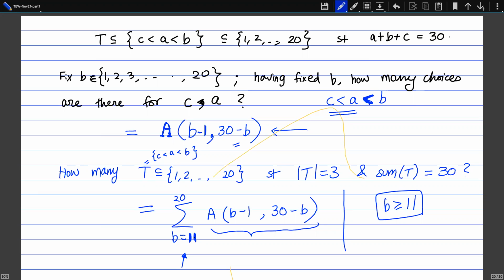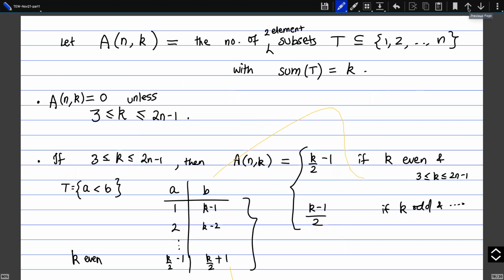But in some sense we don't care. It's better to just have a more general expression. B can be anything from 1 to 20, and the first 10 terms are zero. Observe that zero thing we have already looked at. Unless this k is between 3 and 2n minus 1, you're going to get zero always. So those two numbers, b and 30 minus b, have to satisfy this inequality, only then you will get a non-zero answer. So in this case, b equals 11 and higher are the only ones for which you get a non-zero answer.